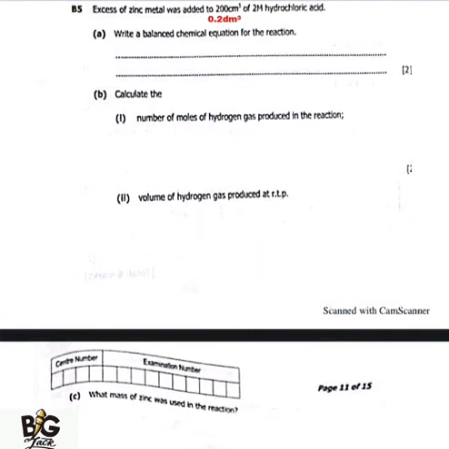So the first question is saying write a balanced chemical equation for the reaction. Now on this part here, zinc has the valence of 2. It has the valence of what? 2. So I'm going to say zinc plus hydrochloric acid. Then what is going to be formed here is zinc chloride plus hydrogen gas, which is H2.